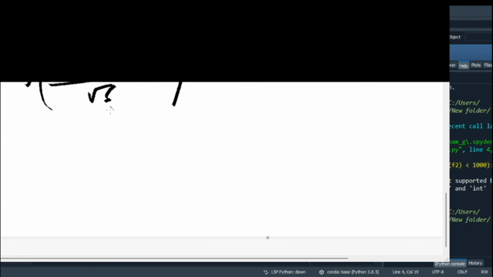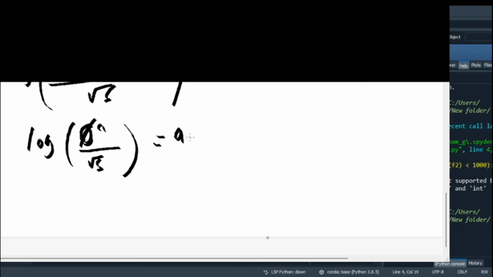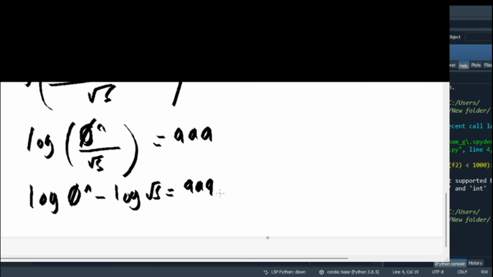So we're going to find the log of phi to the power of n divided by the square root of 5 equals 999. Again, the task is to isolate n, but now it's like a million times easier. So, using the laws of logs, let's have a go at that. Now, using the first law of logs, we can transform the left-hand side into this: log of phi to the n minus log of the square root of 5 equals 999, and I'm running out of room, so I'm going to start over here.